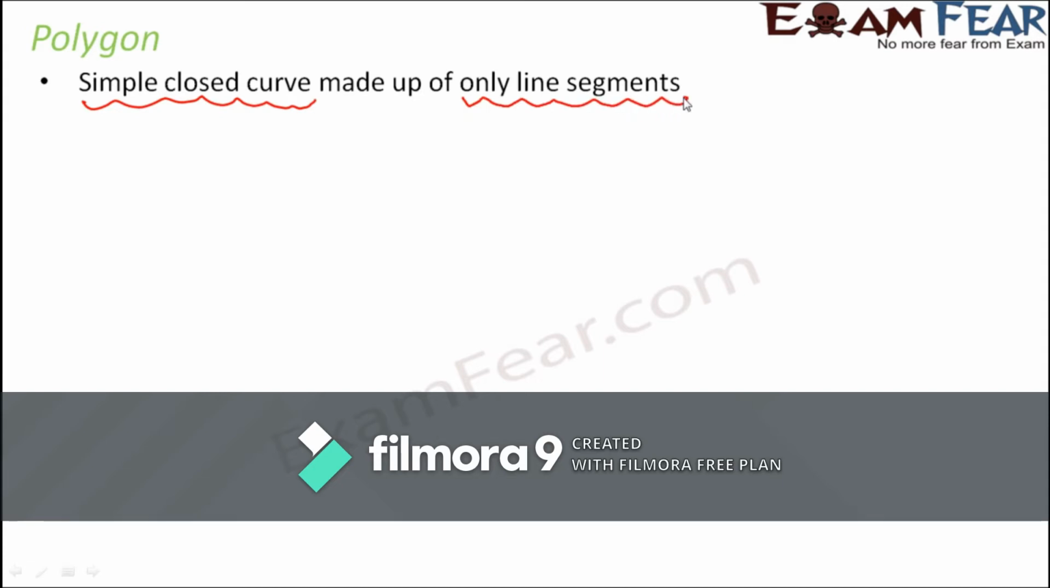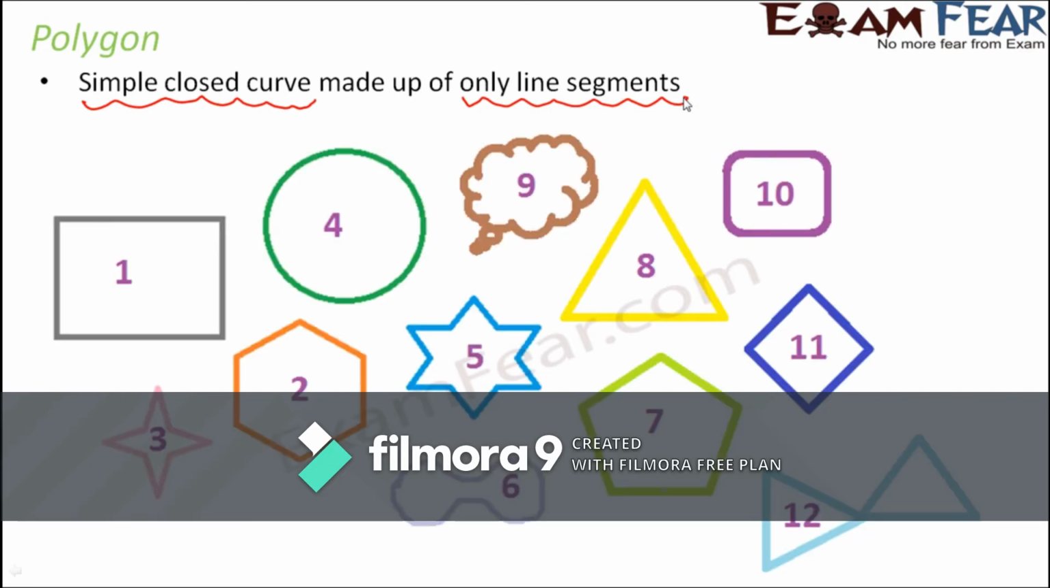Now it can have multiple lines. That is why the name is polygon. Polygon means, poly means many. So many line segments can form a polygon. So the images that you see on the screen, they are all examples of polygon? Let us try to analyze them.